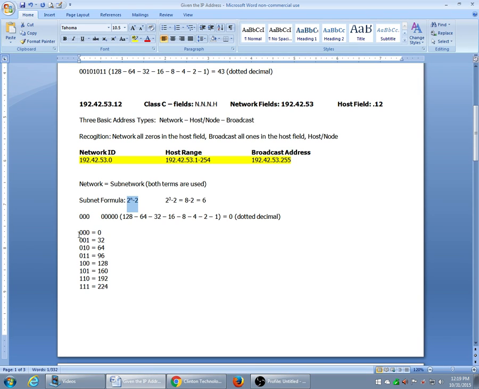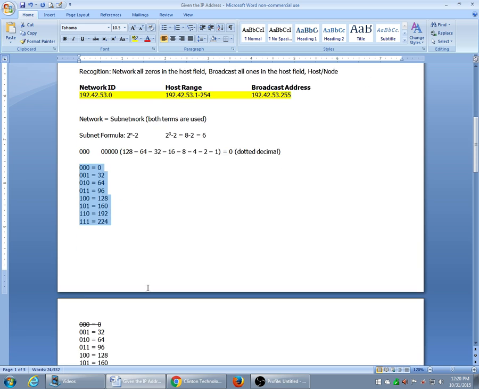Well, if you look at our column here, we actually have 8 numbers, don't we? Or 8 different lines, right? 1, 2, 3, 4, 5, 6, 7, 8. There's 8 of them there because 2 to the 3rd power is 8. We had 8 different bit combinations. But we have to get rid of 2. And why do we have to get rid of 2?